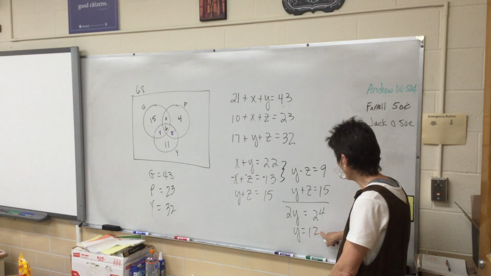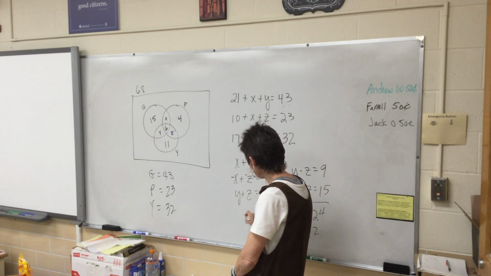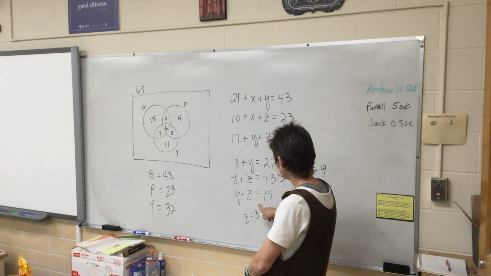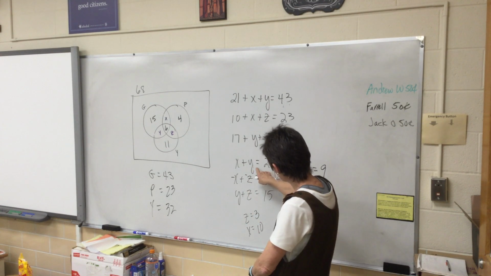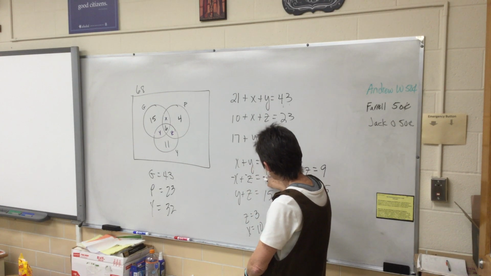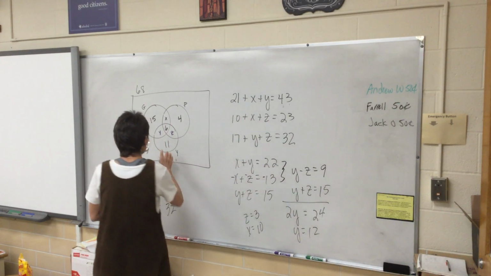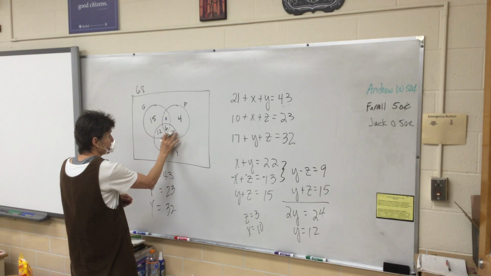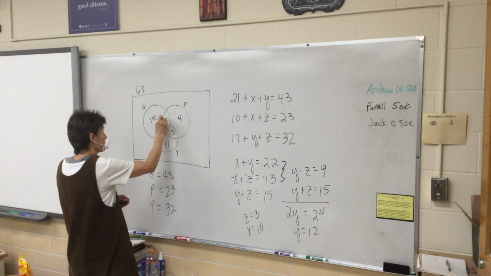And then once I know that Y is 12, I can figure out that Z is 3. And if Y is 12, then X must be 10, just by plugging in my 12 into my Y's. So then I can come back over here and I can fix these. Let's see, Y was 12, Z is 3, and X is 10.